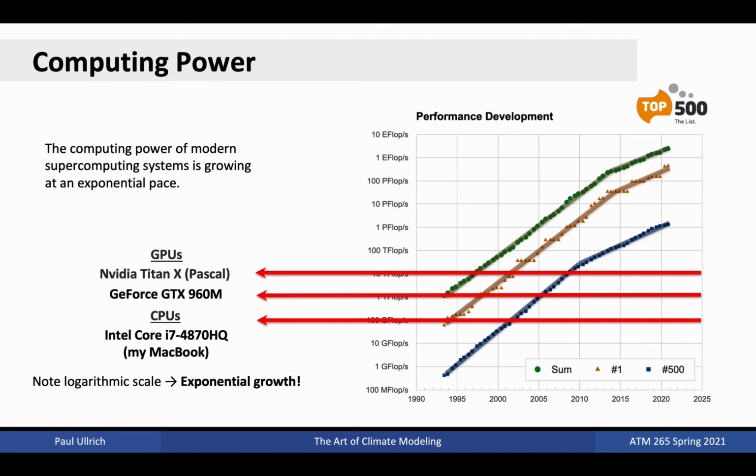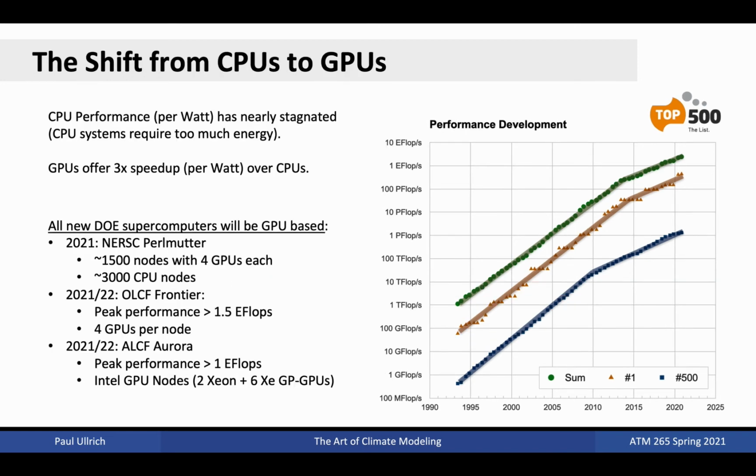This chart does emphasize how GPUs are amazing workhorses for performing floating point computations. As noted before, CPU performance per watt has been relatively stagnant over recent years, reflecting how CPU systems are too energy intensive. Compared with CPUs, GPUs offer around a 3 times speed up per watt. Supercomputing agencies from around the world have picked up on this trend, and now 141 of the top supercomputing systems in the world incorporate these NVIDIA GPUs.